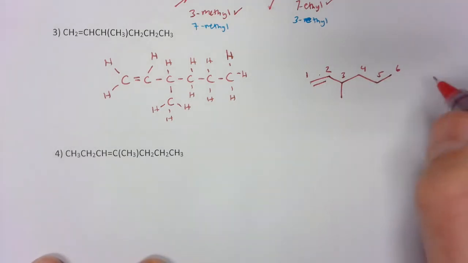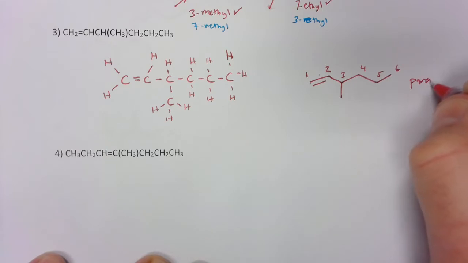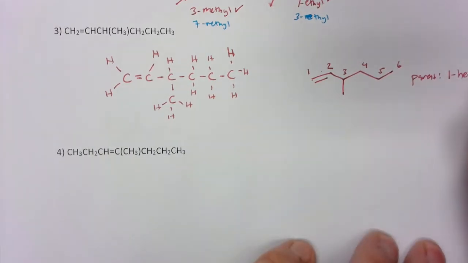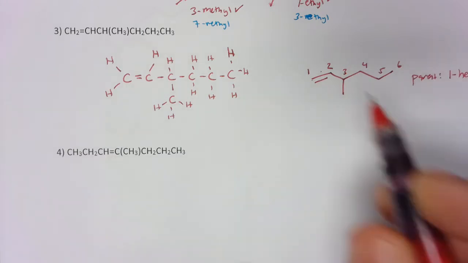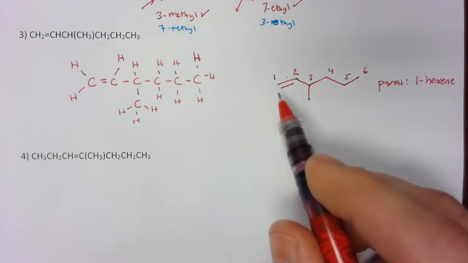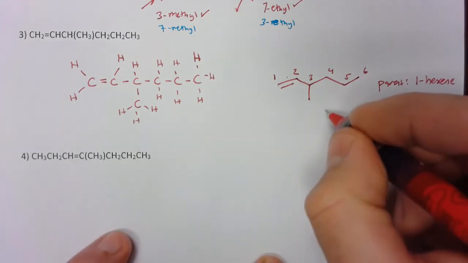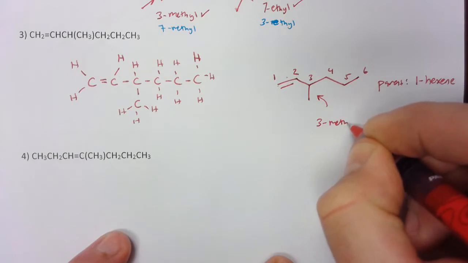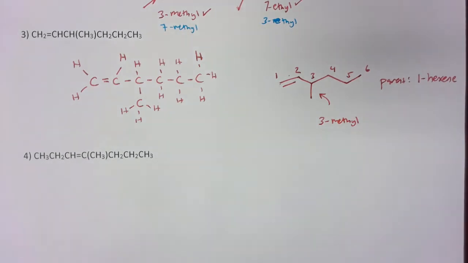And our parent chain here is 1-hexene. So our double bond begins with the first carbon. And then we have 1 substituent here, which is a 3-methyl. And that's it for the naming.